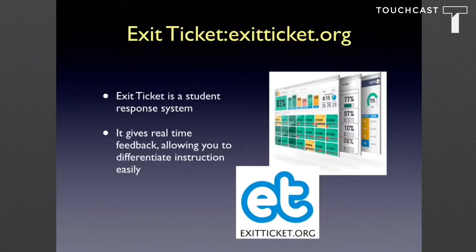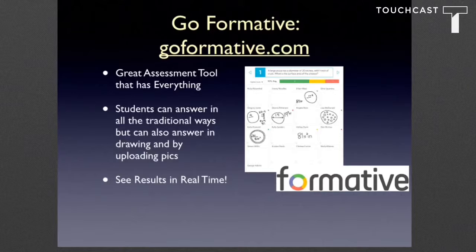Exit Ticket is another student response system, and it gives you real-time feedback, allowing you to differentiate instruction easily. One of the nice things about Exit Ticket is it gives you a lot of data. GoFormative is a fairly new tool, and it's a great one that has everything. Students can answer in all the traditional ways, but they can also draw and upload pictures to answer questions, which gives you lots of different question options. And you can see those results in real time, which is a great thing.